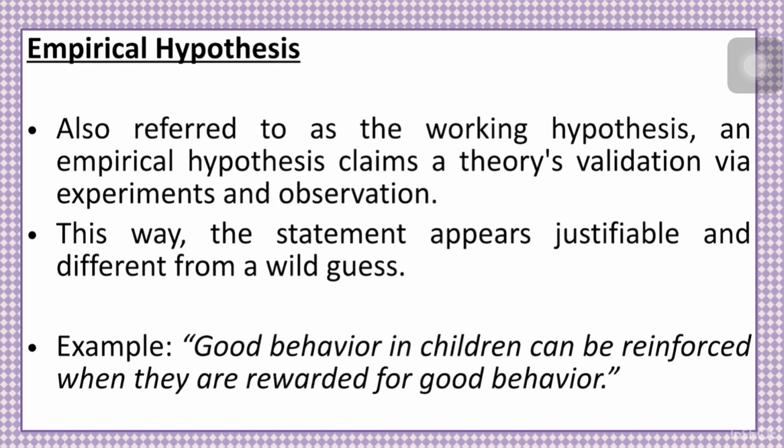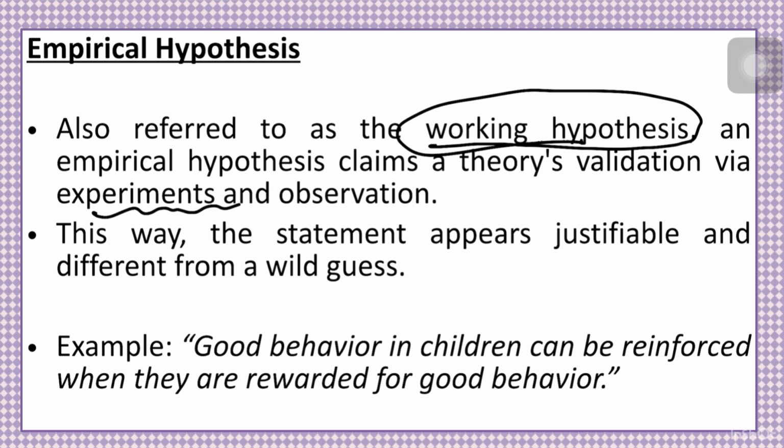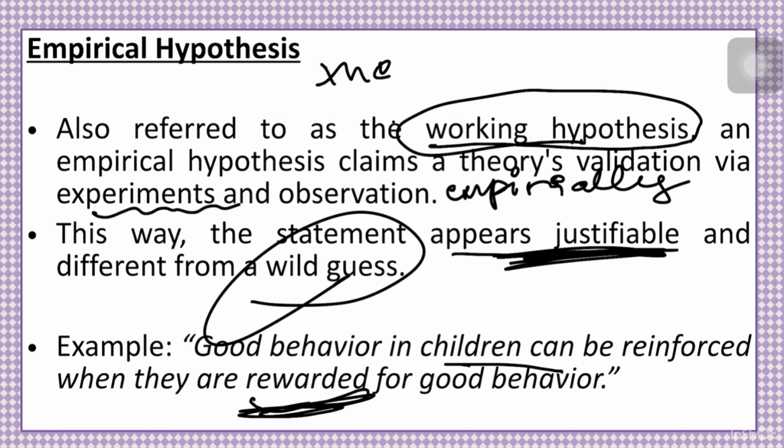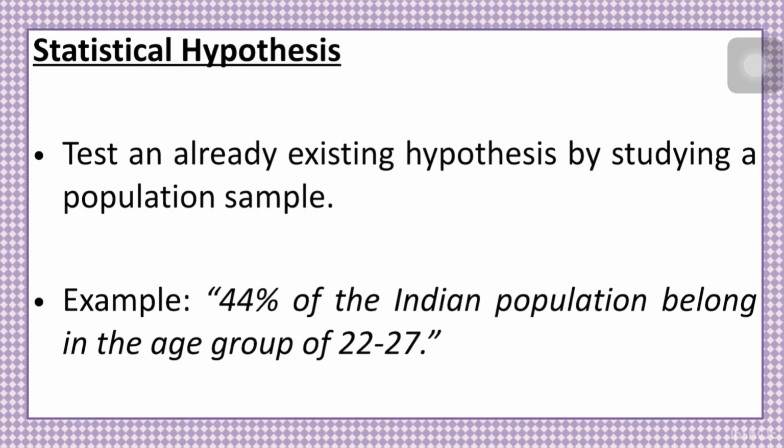The next type of hypothesis is the empirical hypothesis. These are also known as working hypotheses, and these are used in testing our research experimentally or empirically. This is not based on wild guesses, and it tries to justify your hypothesis testing. An example could be: good behavior in children can be reinforced when they are rewarded. You try to test your theory through your empirical hypothesis.